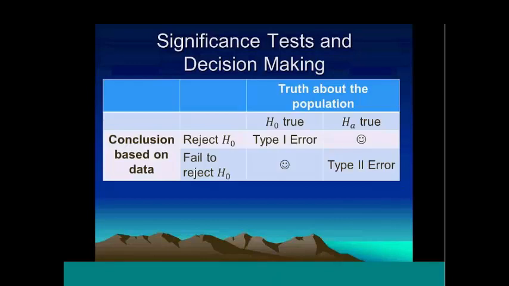So here's a little graphic that you see in the textbook. There are 2 possibilities in terms of the truth about our population. The null hypothesis is true. In our case, that would mean the guy really is an 80% shooter. And the other is that the alternative hypothesis is true. He's really exaggerating. He's less than an 80% shooter. Then on the other side, there's the conclusion we get based on the data. And our 2 decisions that are permitted in statistics are we reject the null or we fail to reject the null.